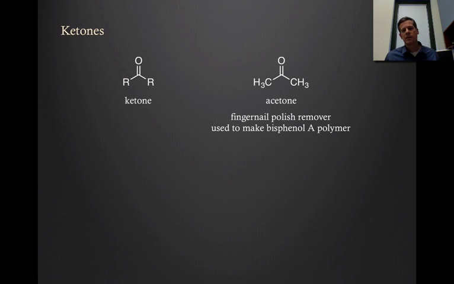It's also used to make the bisphenol A polymer. We talked about that briefly in the aromatic section.